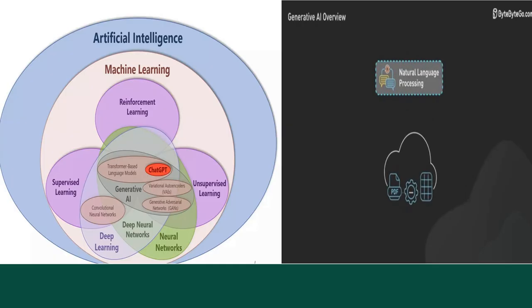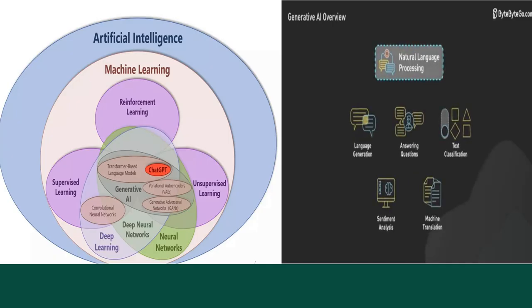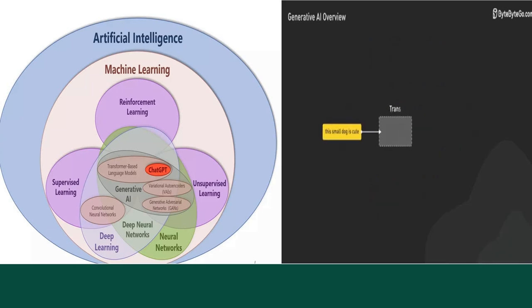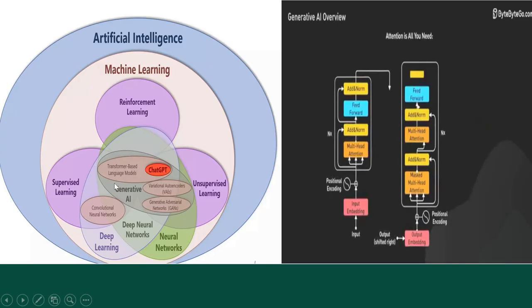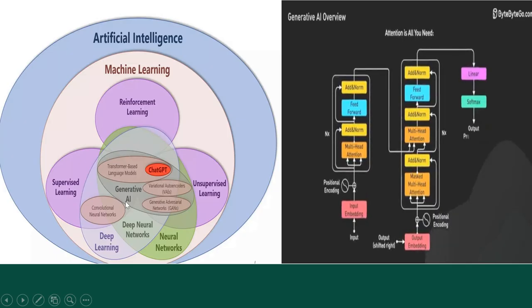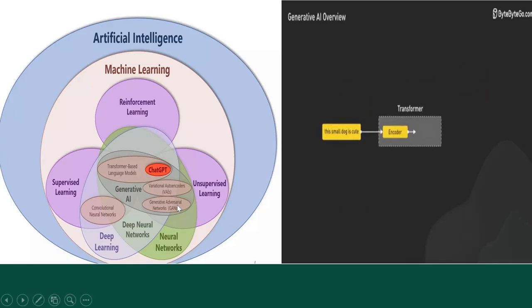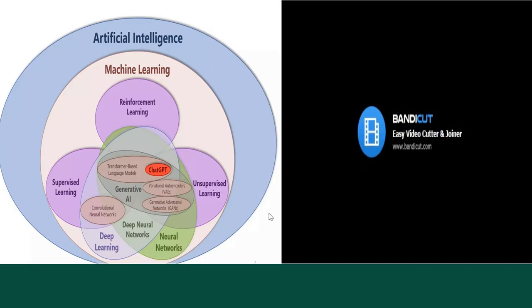So I can also say that machine learning is a subset of artificial intelligence, and deep learning is also a subset, a specialized form of machine learning. Within deep learning we have a specific area called generative AI. It is a type of deep learning that focuses on creating new data such as text, images, or music that is similar to the data it was trained on.